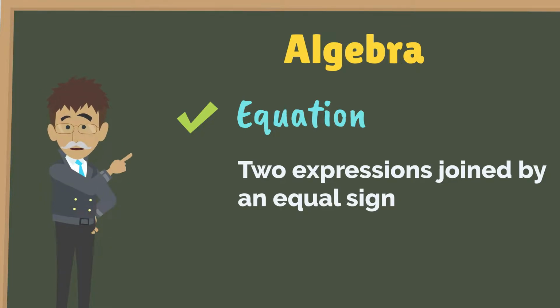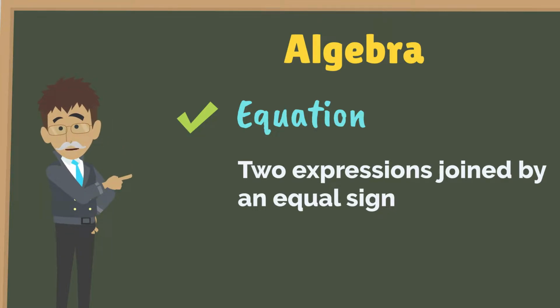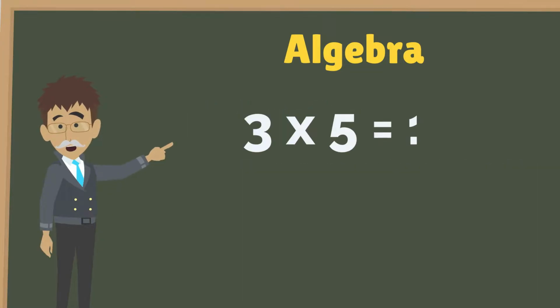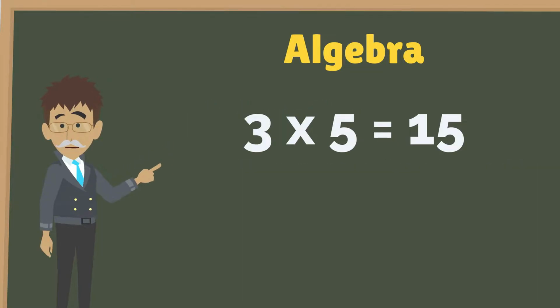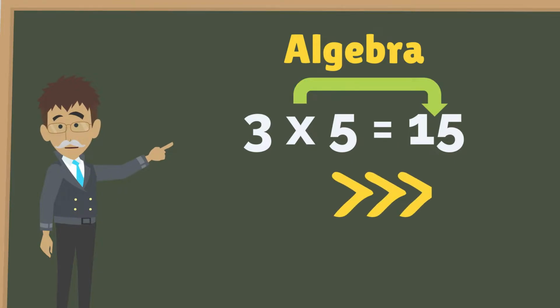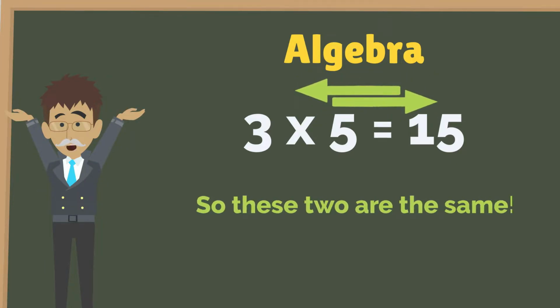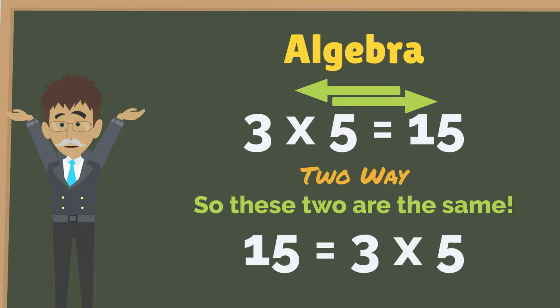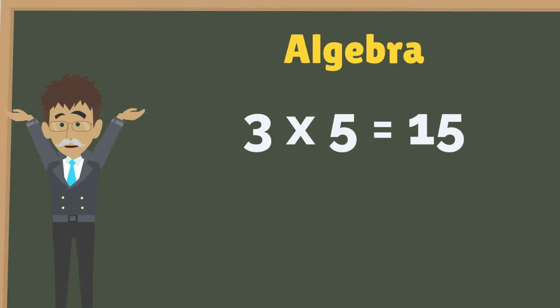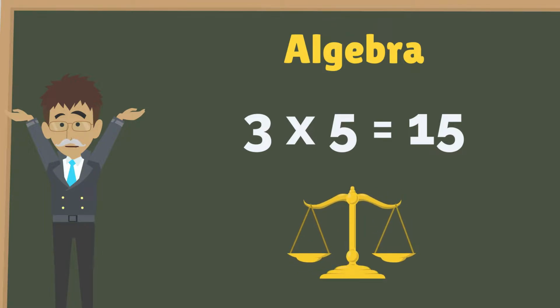The equal sign is critical to equations because it means that the two statements are exactly the same. In algebra, we do not think of this statement as 3 times 5 is or equals 15. In algebra, we think of this statement as 3 times 5 is the same as 15. This way of thinking means that we can manipulate the sides of an equation as long as we keep the two sides equal to each other. This is known as keeping the equation balanced.